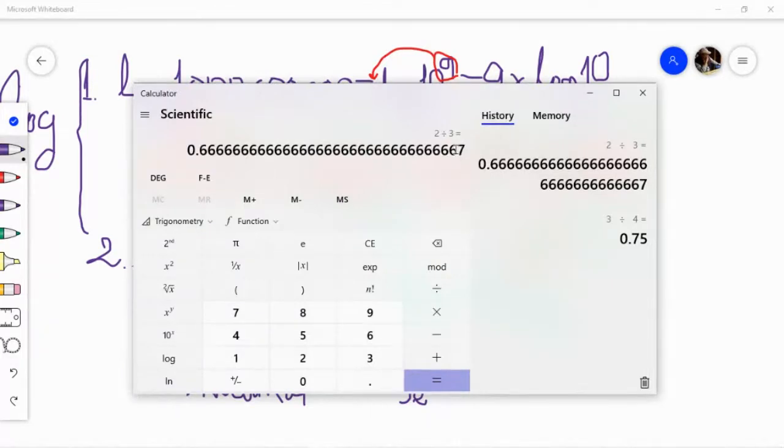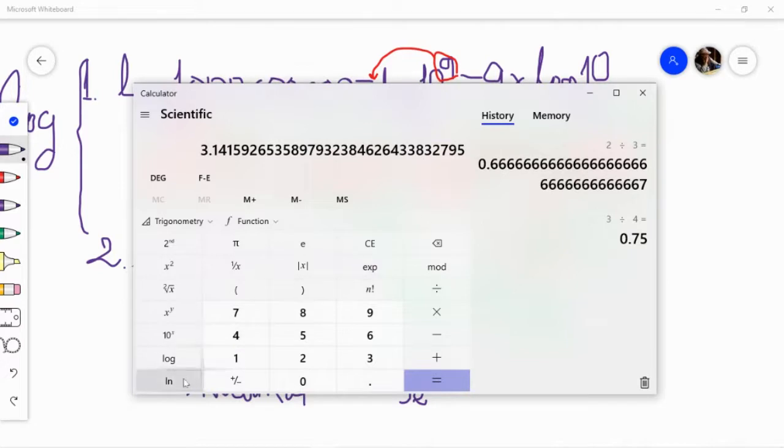Two over three, it keeps on going. You might say, oh, it stops somewhere. No, it's just rounded. But it will go on forever. It's going to be like 0.66666, infinitely six, right? So you have to round it somewhere. But we know something like pi, this pi is here, right? It keeps on, it's not repeating.